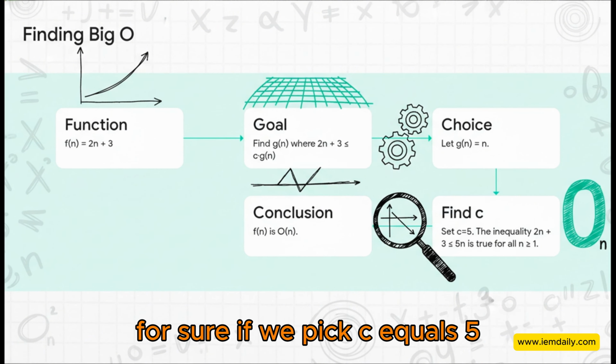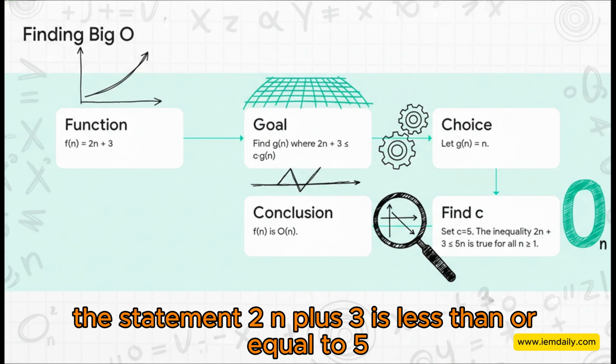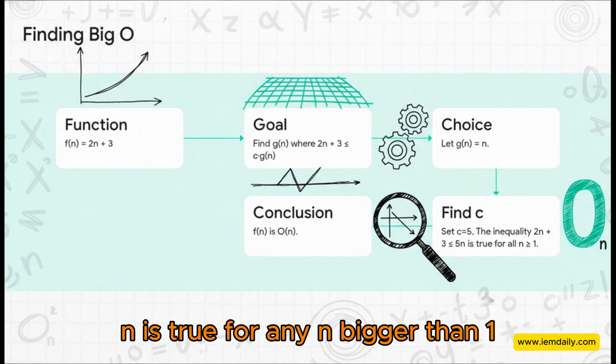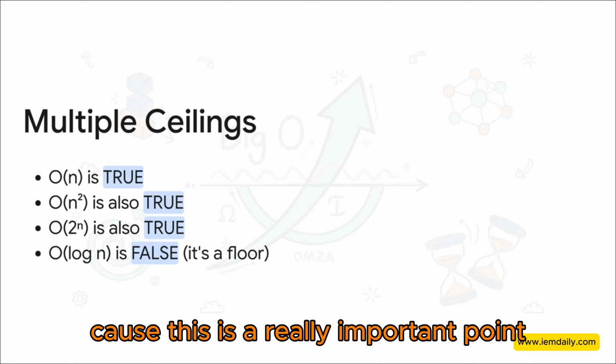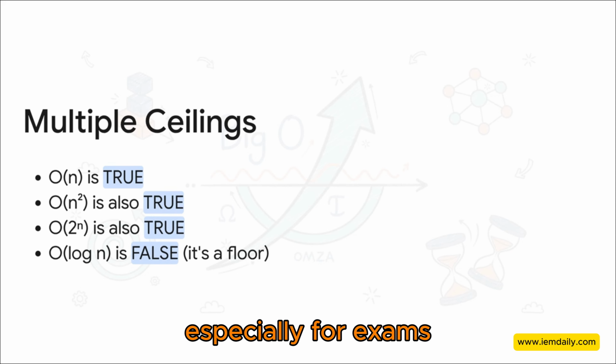Yeah, for sure. If we pick c equals 5, the statement 2n plus 3 is less than or equal to 5n is true for any n bigger than 1. And boom, just like that, we've proved our function is O of n. Now pay attention, because this is a really important point, especially for exams.